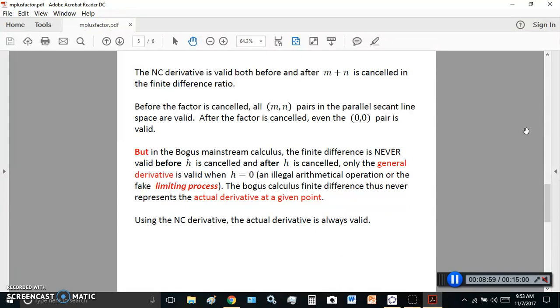But in the bogus mainstream calculus, the finite difference is never valid, not before h is cancelled and not after h is cancelled. Only the general derivative is valid when the bogus limiting process is applied. In other words, h is set equal to 0. The bogus calculus finite difference thus never represents the actual derivative at a point. Using the new calculus derivative, the actual derivative is always valid.